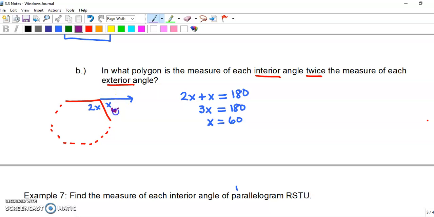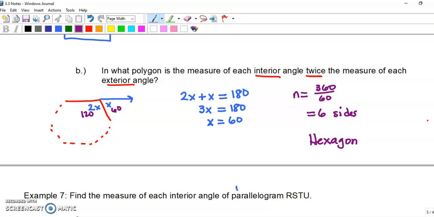So if this is 60, this is 120. So we know that. But if we need the number of sides, remember the sum of the exteriors is 360. So the number of sides is going to be 360 divided by one exterior, which is 6. So it will be a hexagon.